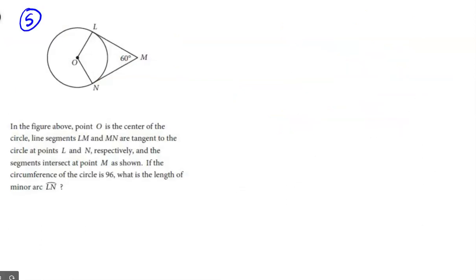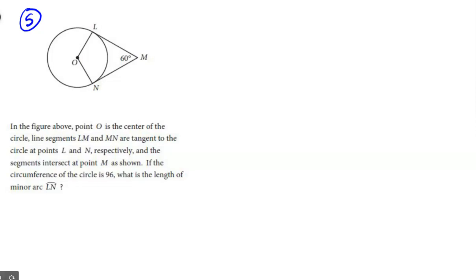Alright, this is number 5. In the figure above, point O is in the center. LM and LN are tangent. If the circumference is 96, what is the length of minor arc LN?